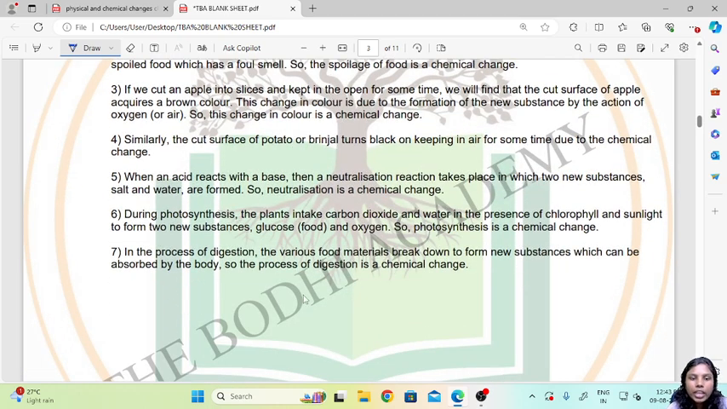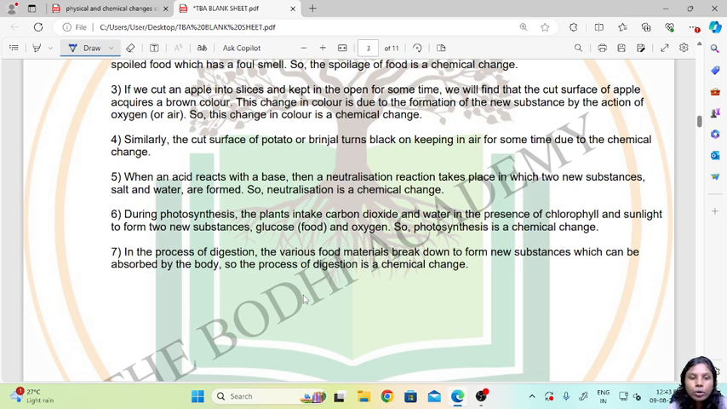When an acid reacts with a base, then a neutralization reaction takes place in which two new substances, salt and water, are formed. So we know if we take an acid and a base, we call it a neutralization reaction in which the products formed are salt and water. So therefore neutralization is also a chemical change.